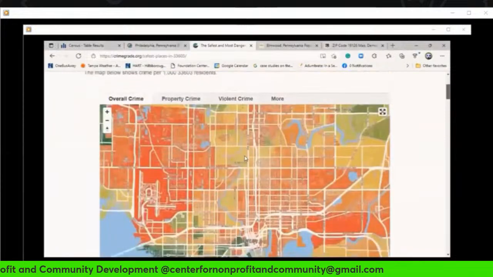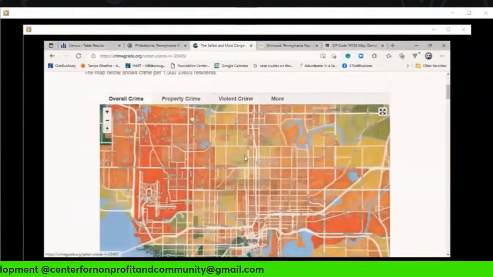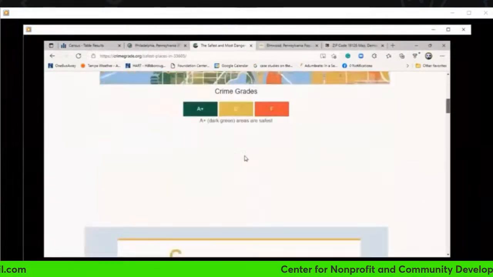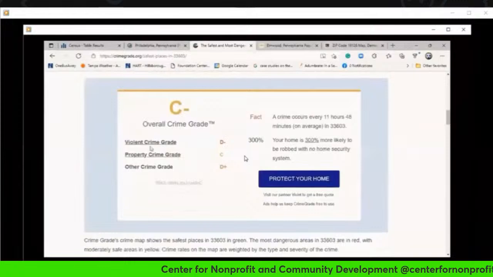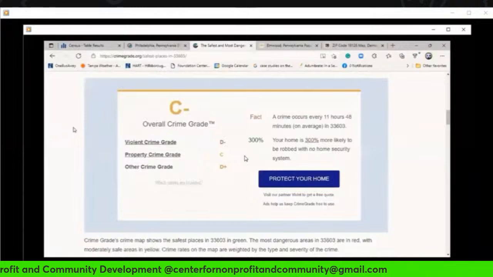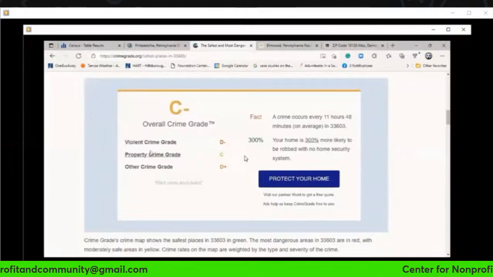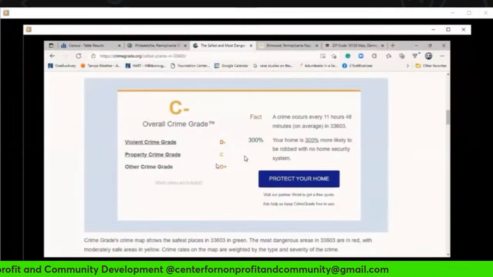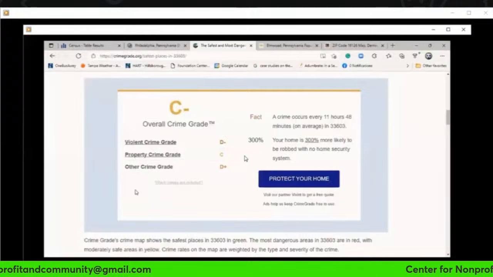Well, first of all, they give you a breakdown of overall crime, property crime, violent crimes, and more. And the area that we put in, 33603, gets a D minus in terms of violent crime, in terms of property crime it gets a C, and in terms of other crimes, it gets a D plus.